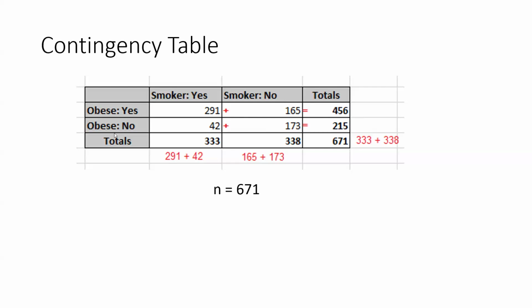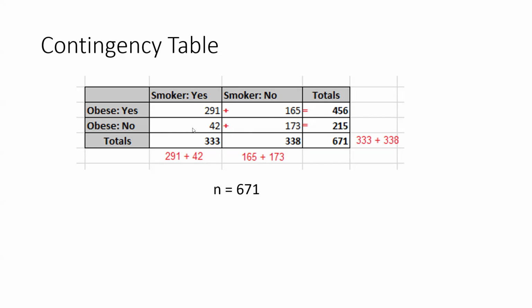How many individuals were not obese, regardless of smoking status? To get that, we would sum 42 non-obese smokers and 173 non-obese non-smokers. We sum these values and we get to 215. So there were 215 non-obese individuals included within our observations.